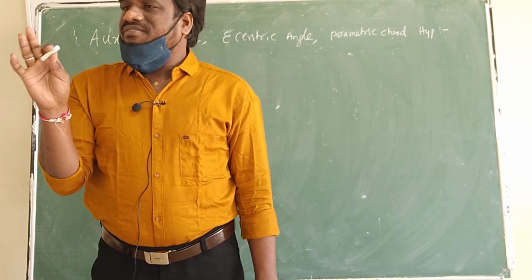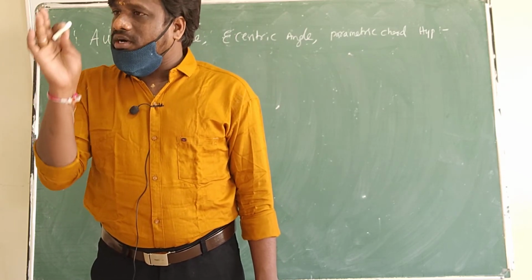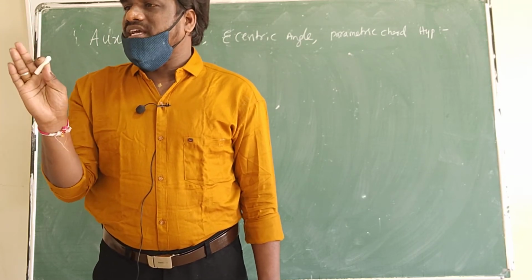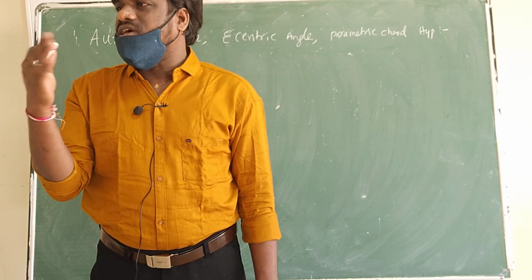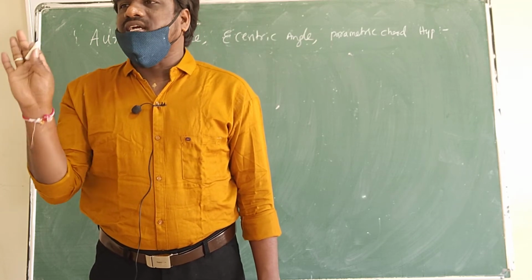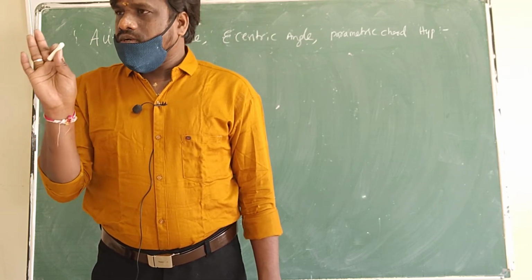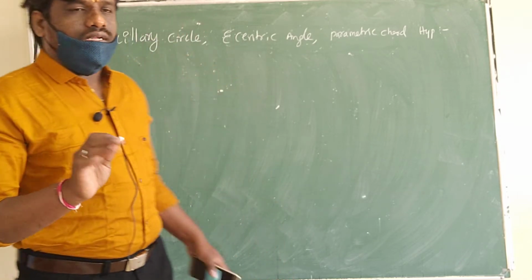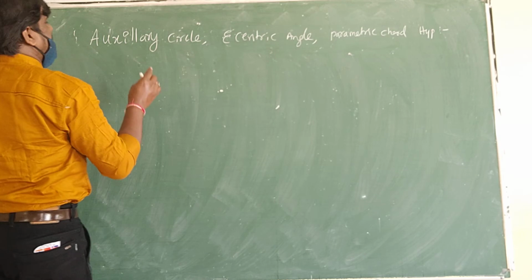Because whatever I taught, important and accurate, I explain point to point only. Extra wasteful things I did not explain. So prepare it properly. Understand? So what is auxiliary circle?